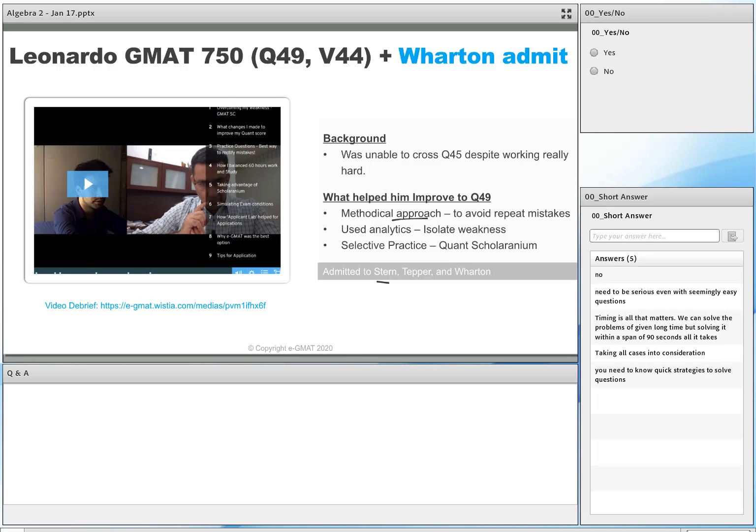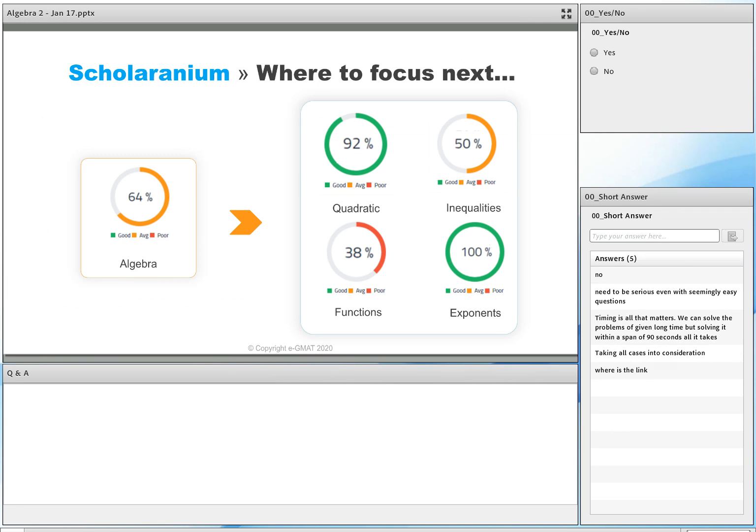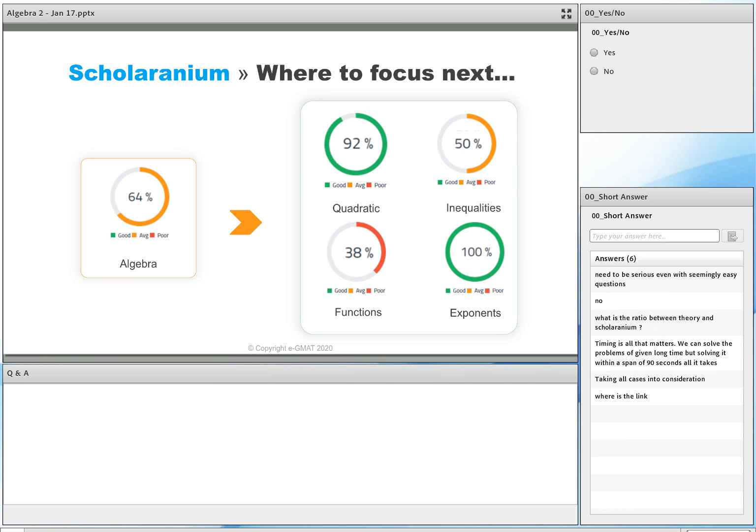And the data that you see, it's amazing, to be very honest. So you don't have to do anything. You just have to log into your e-GMAT account. Just Google e-GMAT, log into your account, and you can use that tool over there. That's what we are talking about, right?